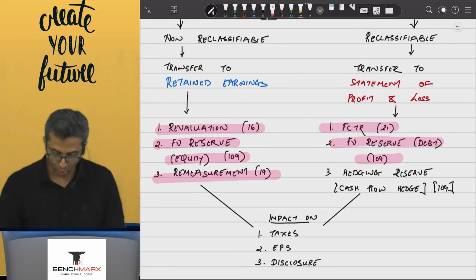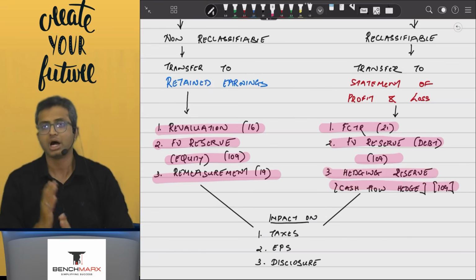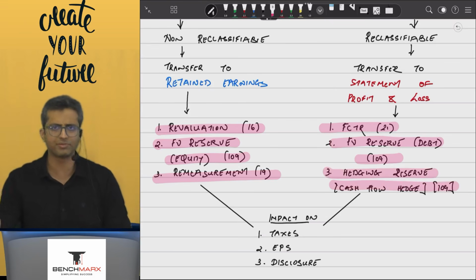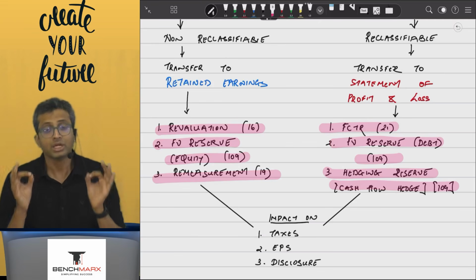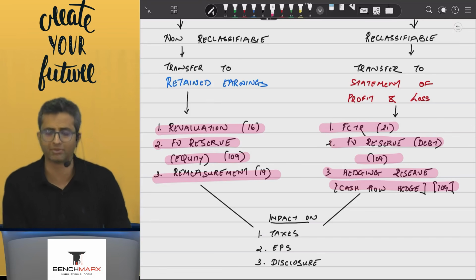So over here, in all of these cases, invariably the standard requires you to show this as part of a specific reserve, maybe a fair value reserve, maybe a foreign currency translation reserve, maybe a hedging reserve. You don't have any other choice. So when this reserve is actually realized, you are allowed to take it to the profit and loss account.